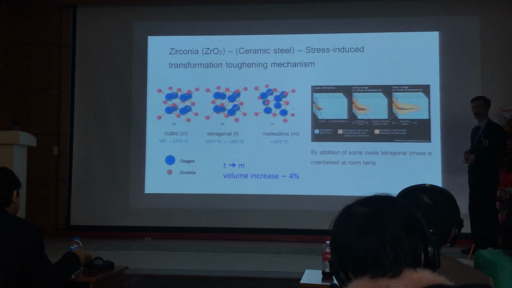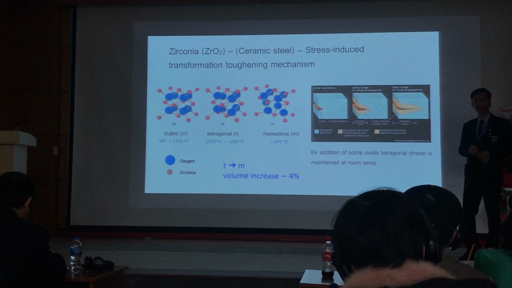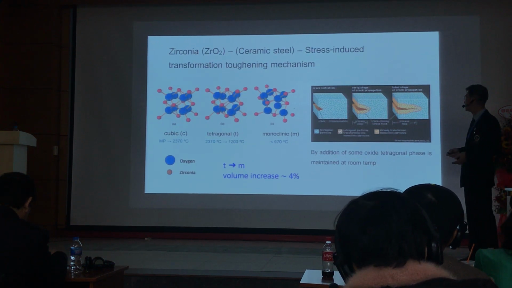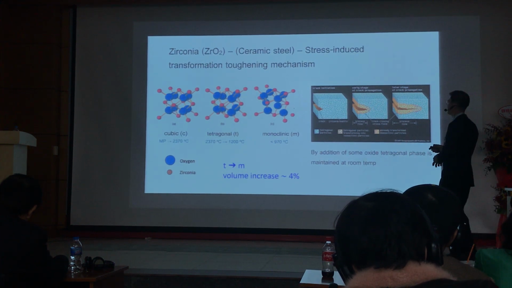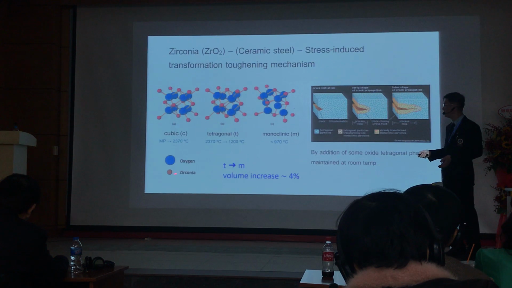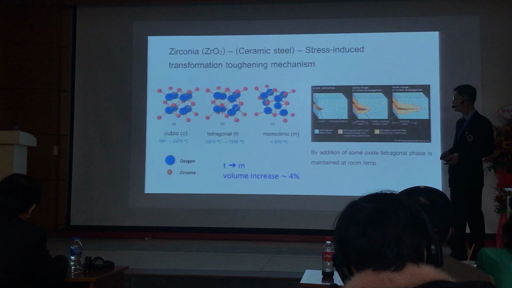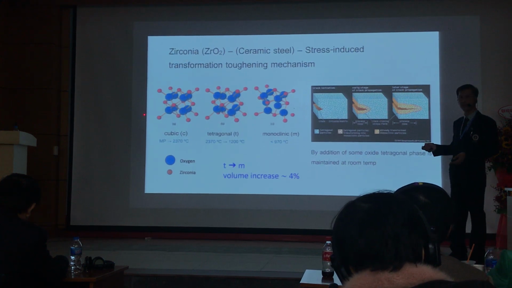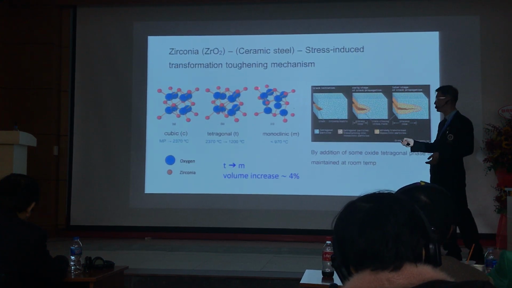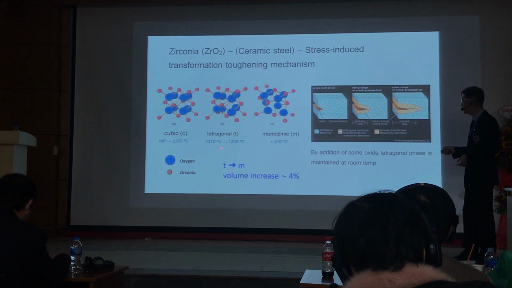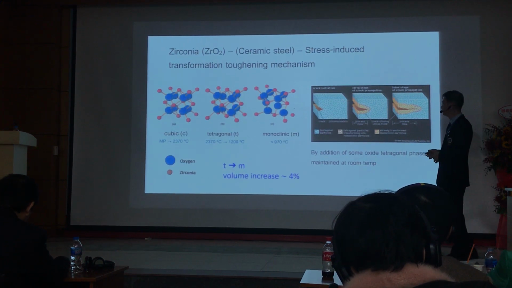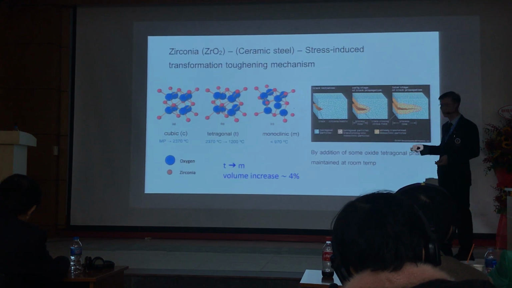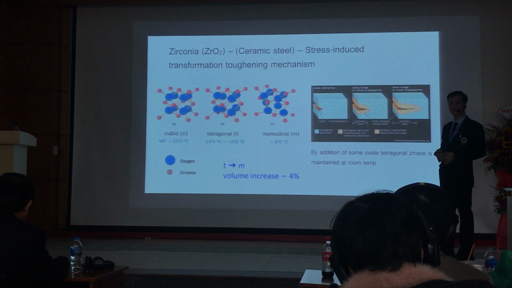Why is zirconia very strong? It's very well known that zirconia has this property. Zirconia has key crystallographic forms. At the beginning, when you heat it up to around 2000-something degrees Celsius, the structure is going to be cubic. And after you cool it down, around 1000-something, the structure is going to change to tetragonal. And after you cool it down below 1000 degrees Celsius, it is going to turn monoclinic.